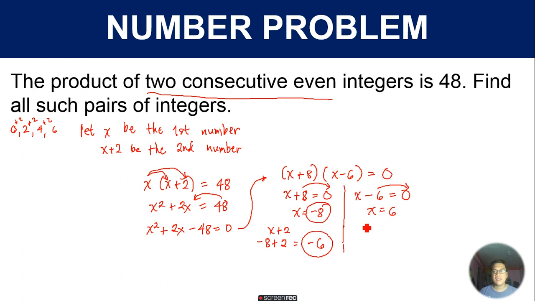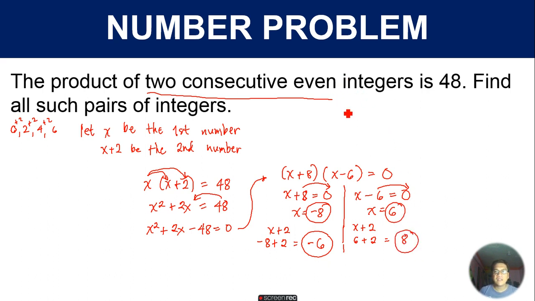So, let's try to solve for the other one. We have the first number 6. So, what do we do to get the second number? x plus 2. So, 6 plus 2 will be equal to 8. So, again, they are consecutive. Okay, so let's again check.